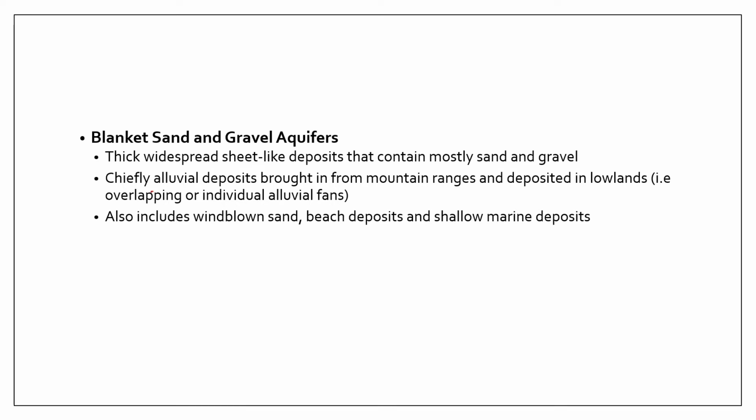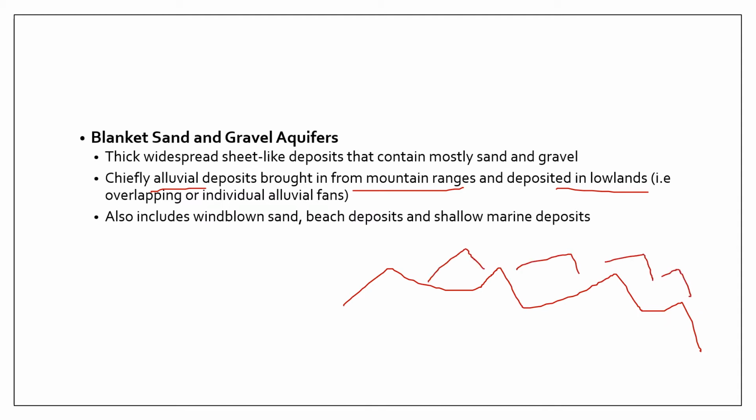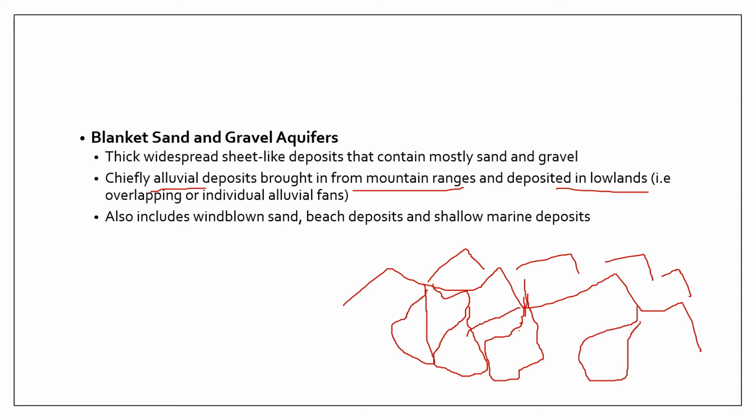So these are, as discussed previously, mostly alluvial fans that are brought in from the mountain ranges and deposited in the lowlands. This is your mountain range, right? So your sediments are flowing into your lowland, and you get your alluvial fans. Eventually you get overlap, so you can get alluvial fans all over the area, okay?